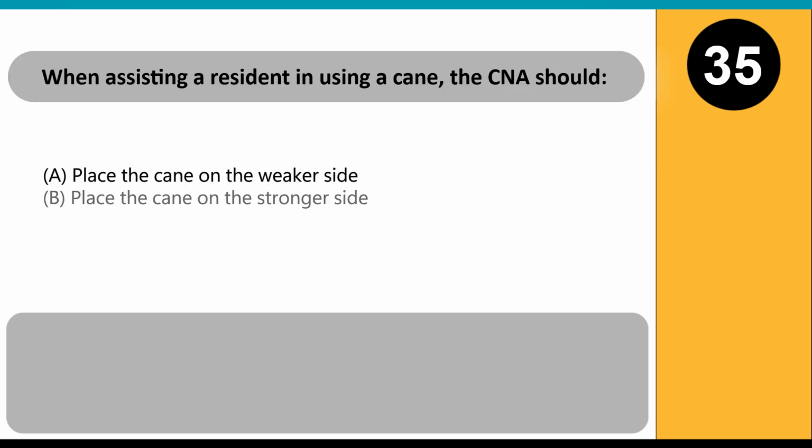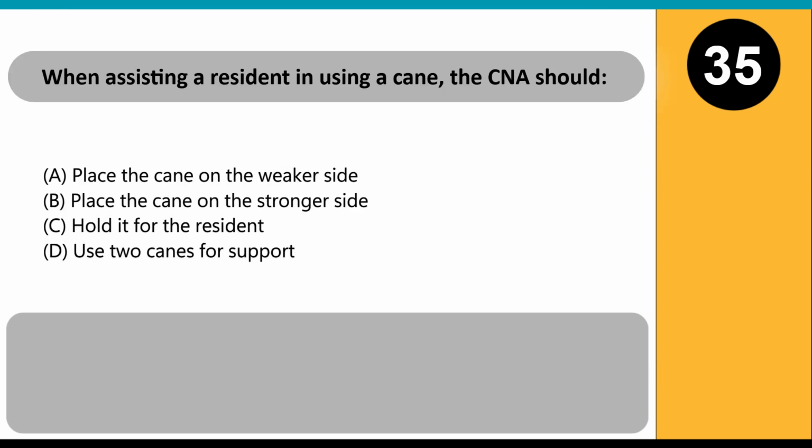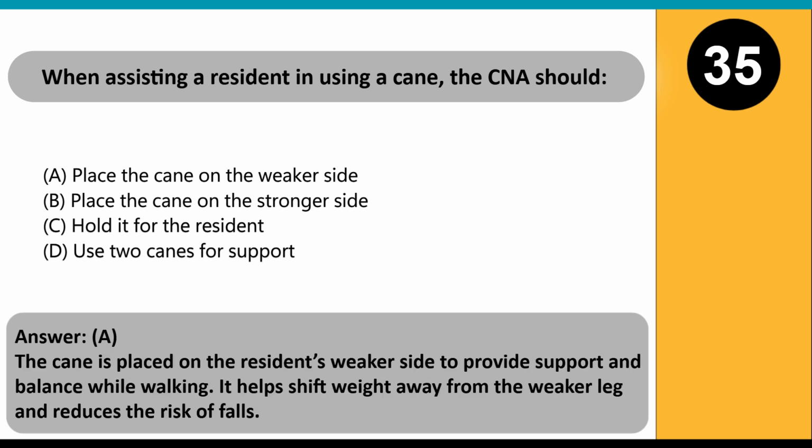When assisting a resident in using a cane, the CNA should: A. Place the cane on the weaker side. B. Place the cane on the stronger side. C. Hold it for the resident. D. Use two canes for support. Answer A. The cane is placed on the resident's weaker side to provide support and balance while walking. It helps shift weight away from the weaker leg and reduces the risk of falls.